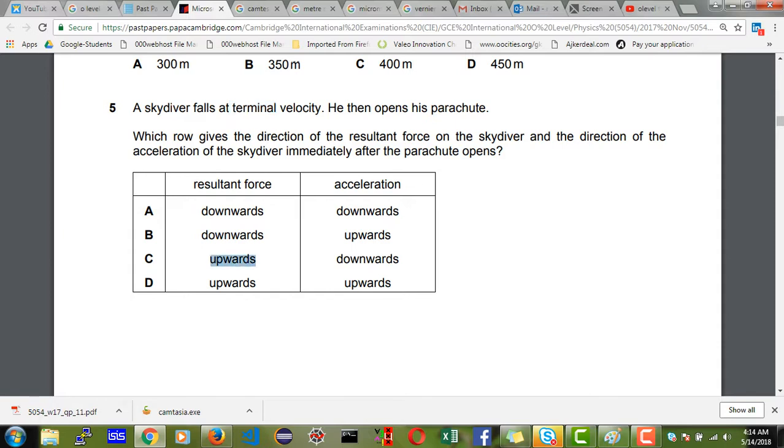Now what happens to the acceleration? Since the resultant force is upwards, and we know F equals ma, acceleration follows force direction, so the acceleration will also be upwards. So we have answer D, 5D.